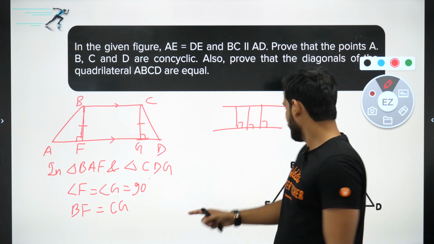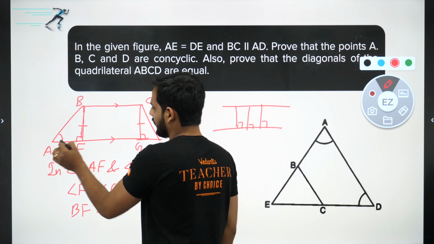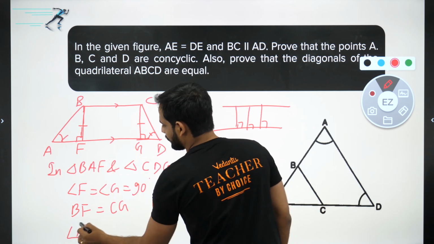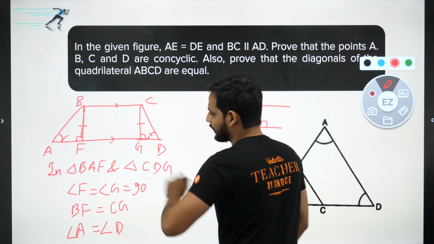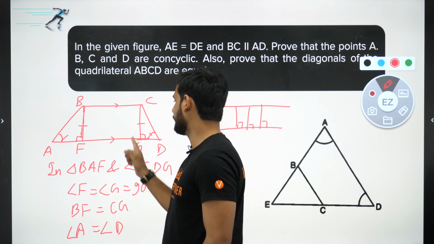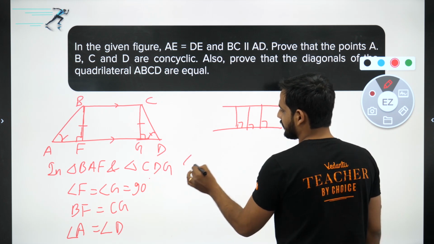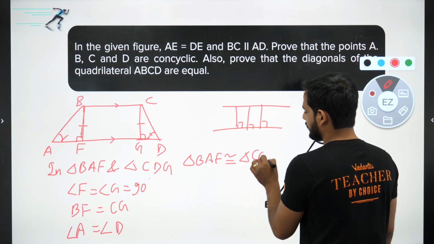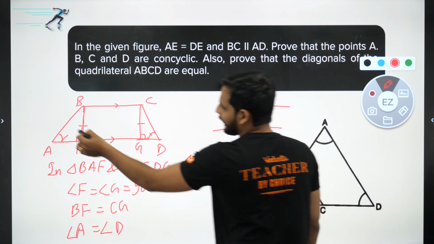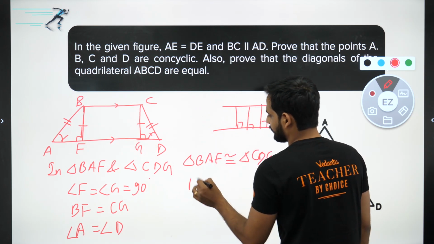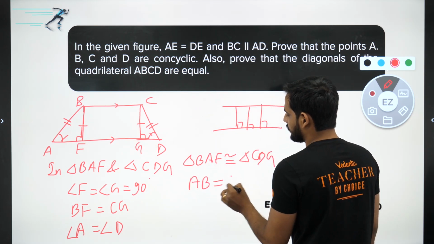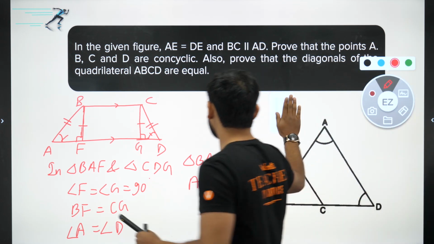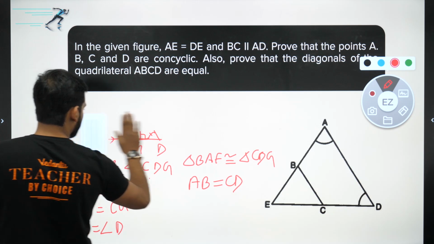BF is equal to CG, and earlier I know that angle A is equal to angle D. Now I have to write it in the form angle side. So I can say triangle BAF is congruent to triangle CDG, and if it is congruent, I can say AB is equal to CD. What I have got is AB is equal to CD. That is the first step.